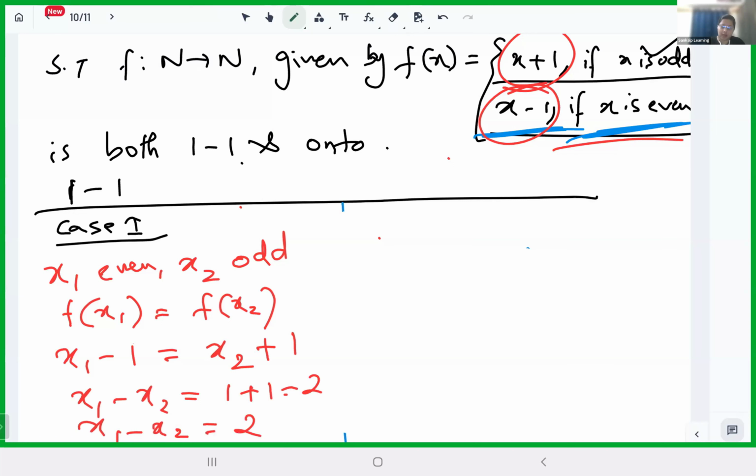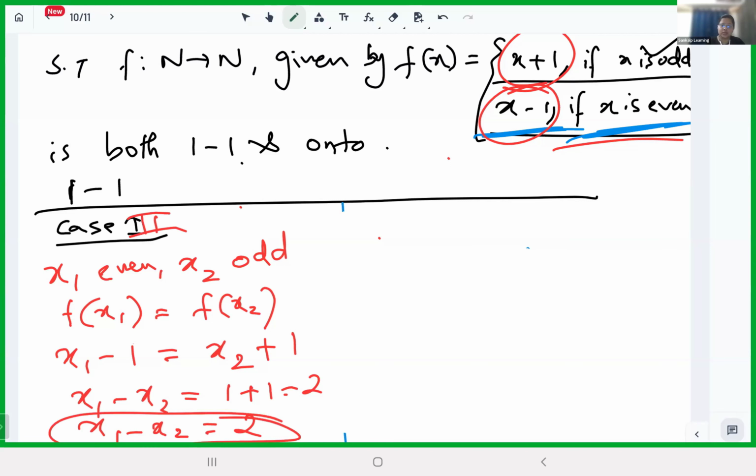The difference of an odd number and an even number can never be 2. In the previous case, it was minus 2, so that is also not possible. The difference of an odd number and an even number can never be 2 or minus 2, isn't it? So what can you say from this? That case 3 is not possible.